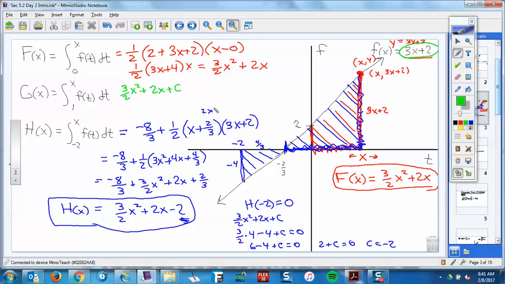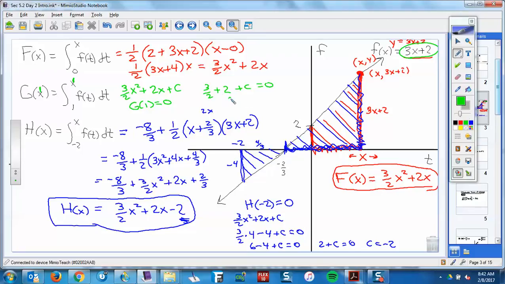Our free initial condition is g of 1 equals 0. That's our free initial condition, because if you put a 1 right here, that's like putting a 1 right there, and that's the area from 1 to 1. So g of 1 is 0, so we can put a 1 in there, so we get 3/2 times 1 plus 2 times 1 plus c has to equal 0. So what is that? That's 3.5.